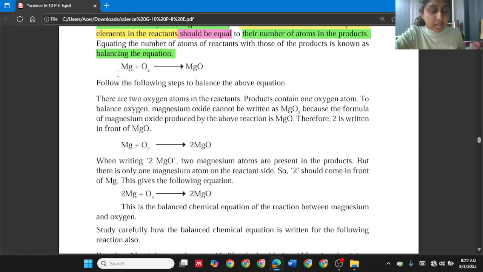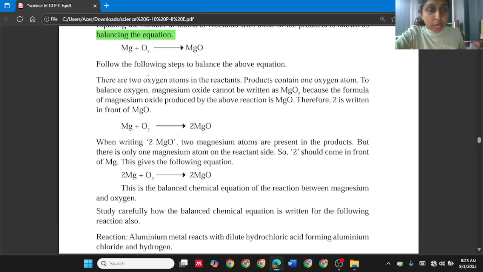In the first instance, you have to write just the reactants and the product. So it is magnesium and oxygen. Oxygen means oxygen gas, so you have to write it as O2. Then on the right side, it is magnesium oxide, MgO. So now we are going to balance this one. Let's see how we are going to do it. There are 2 oxygen atoms in the reactants. Products contain 1 oxygen atom.